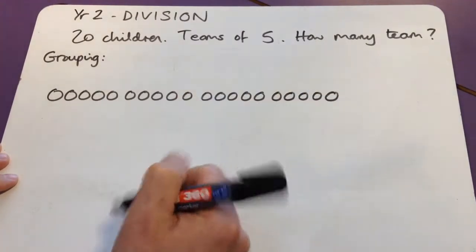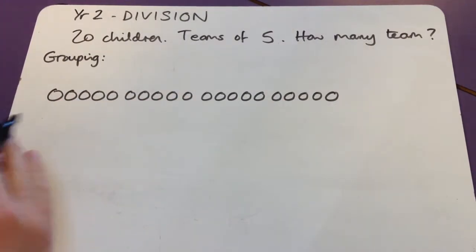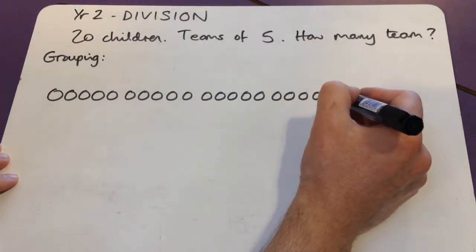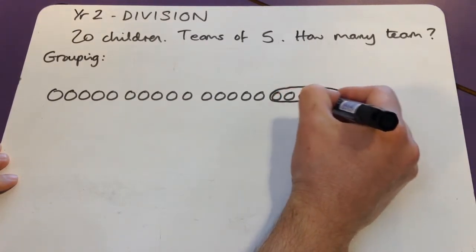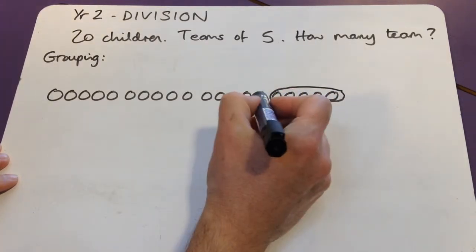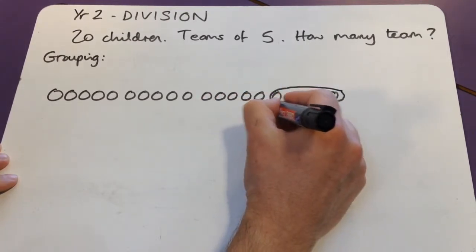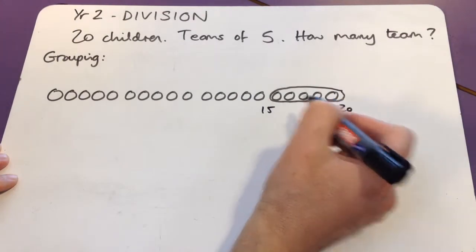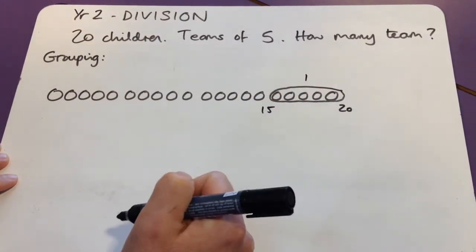So I'm going to start at this end just because it works in with repeated subtraction and working backwards on a number line. We take 5 children, 1, 2, 3, 4, 5, and we make one team. And then we can take another group of 5 children, and that will leave us with 15 children. We started with 20 children. We've taken 5, and that's made one team. That leaves us with 15 children.